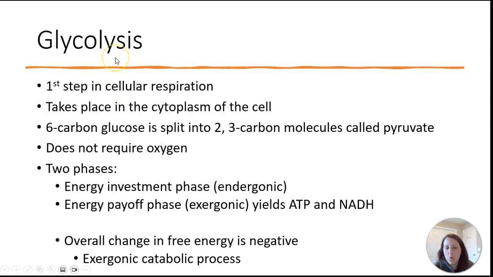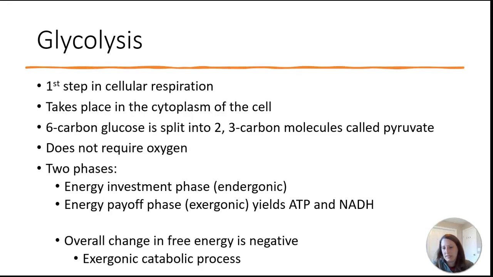Okay. Overall, what happens is glucose is our starting material. It's our reactant. It's a 6-carbon sugar, right? It gets split into 2 3-carbon molecules called pyruvate. So in the end, we get 2 molecules of pyruvate. There are 2 phases to glycolysis. We have what is called the energy investment phase, and that's going to be followed by the energy payoff phase. And so what we have to do is we got to put a little bit of ATP in to get the products out, which we end up with more ATP.